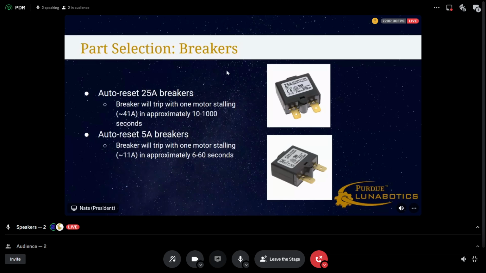Yeah, and this is something, especially because they're auto reset, it's a bit more difficult to test the fuse, but especially because they're auto reset, I would like to get some physical data of tripping times and things like that, just so we're not estimating as much. That's definitely on the to-do list.